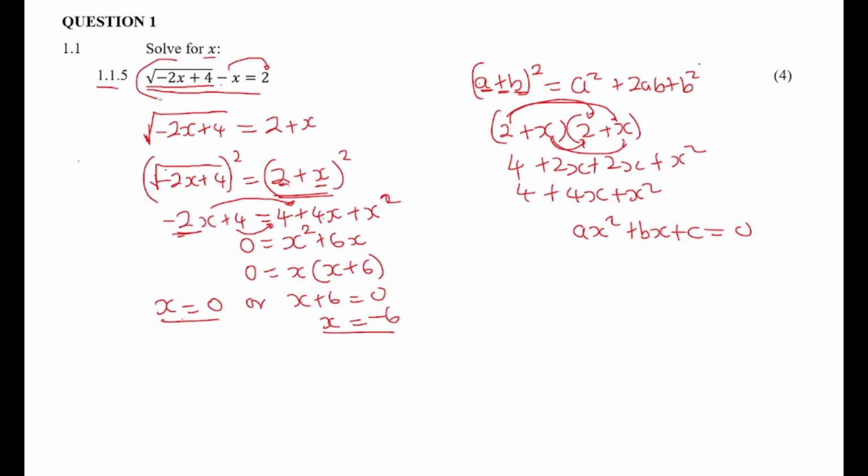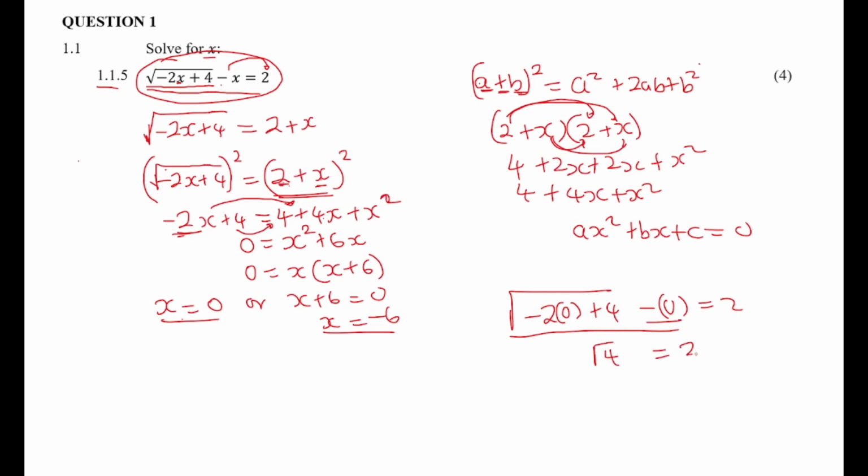So come back to the equation that you're given and check. Put 0 there where there's x. Let's say we have the square root of negative 2 times 0 plus 4, then minus 0 is equal to 2. Is this equal to 2? So here we have 0 plus 4, and then we have square root of 4, then minus 0 is just that. Is this equal to 2? Yes, so it means this answer is applicable.